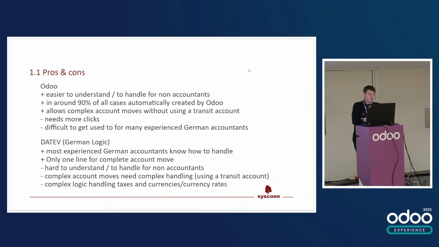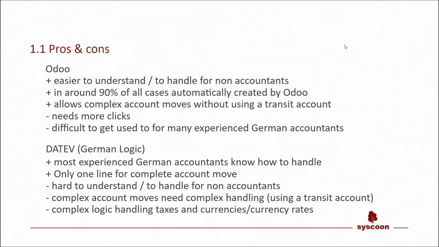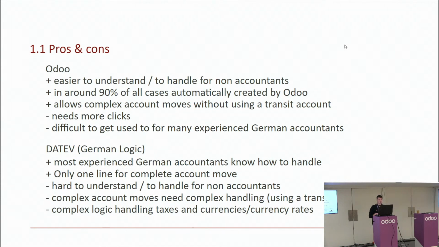Pros and cons between Odoo and DATEV or other German software. Odoo is much easier to understand and to handle for non-accountants. In around 90% of all cases, I think Odoo creates automatically the account moves, and it also allows complex account moves without using a transit account. Contra is you need more clicks to do an account move, and it's difficult to get used for many experienced German accountants.